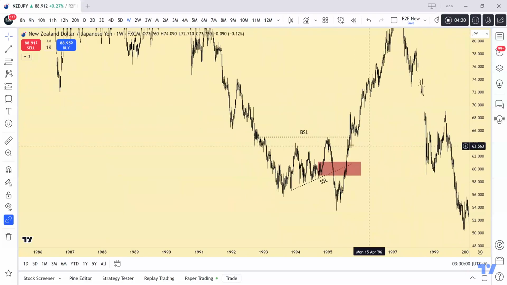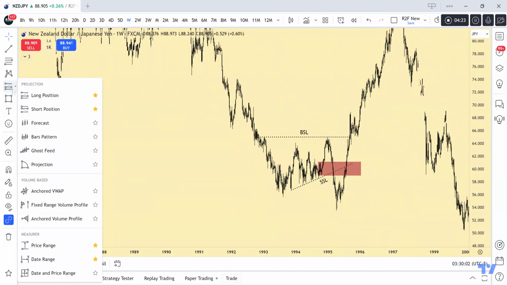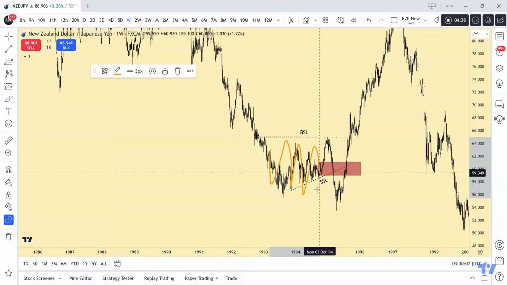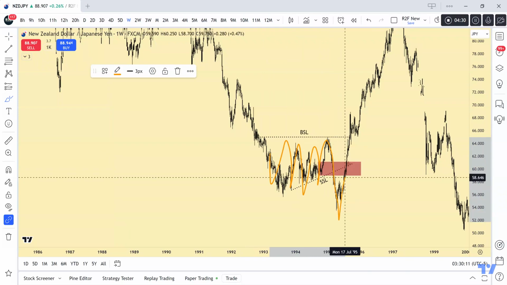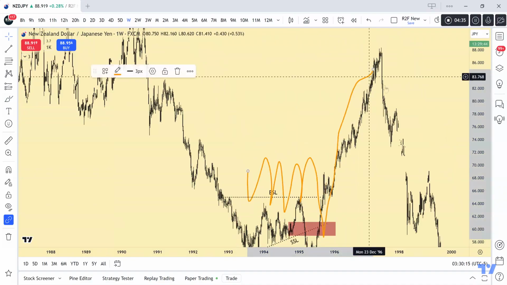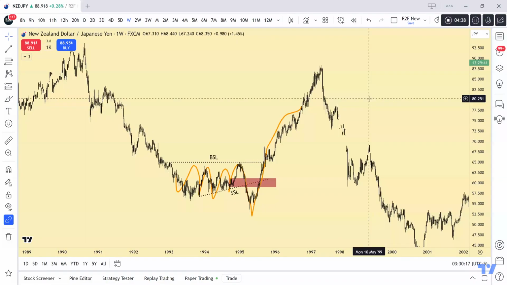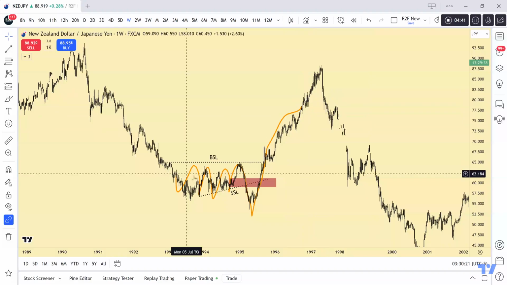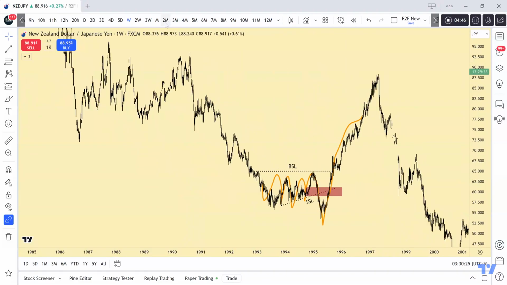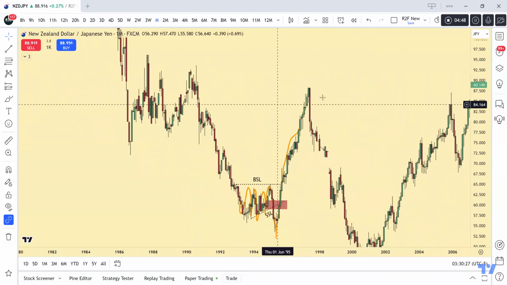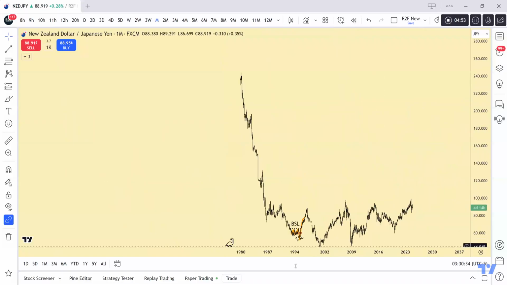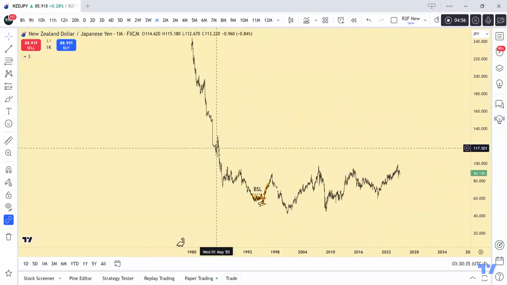So this is kind of like a power of three. Accumulation, manipulation, and then distribution, right? Just up here. The distribution is nowhere near as long as this one. We just retrace all the way up to here in Japanese yen on the weekly. And then we make a new low, and we zigzag over here. You can see the chart. This is New Zealand dollar against the Japanese yen.